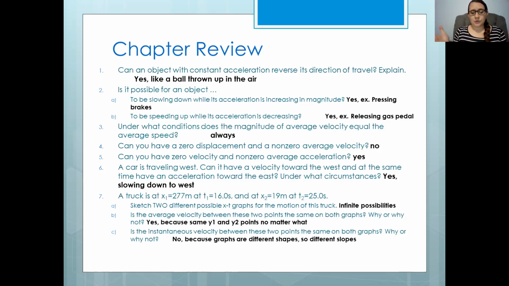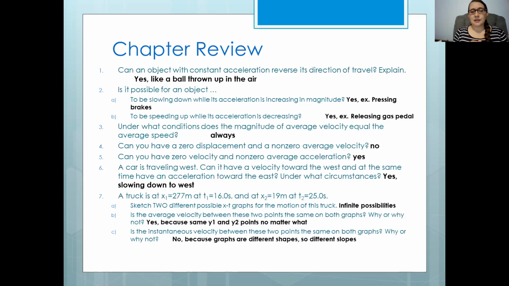So based on those infinite possibilities of graphs, is the average velocity between these 2 points the same on both graphs? Yes, your average velocity will be the same no matter how you drew your graphs, because average velocity takes into account just where it started and where it ends up. And that's going to be the same on any of your graphs, right? It's just the displacement divided by the total time interval. And those endpoints are fixed.